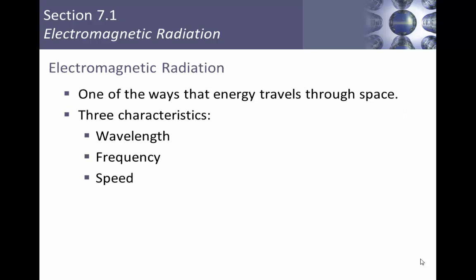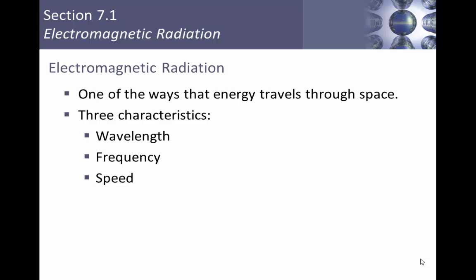Okay, so we're going to start out looking at the characteristics of light or electromagnetic radiation. And we know this is how energy travels through space. Okay, and so light or radiation has three distinct characteristics that help us explain or study the nature of light. And that is wavelength, frequency, and speed.